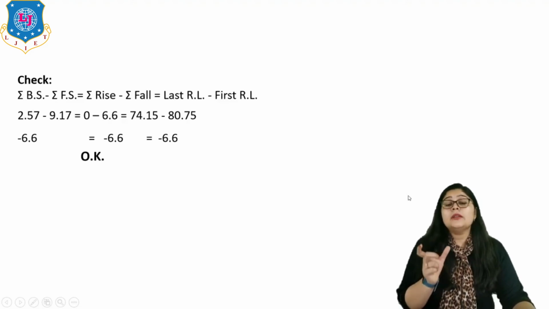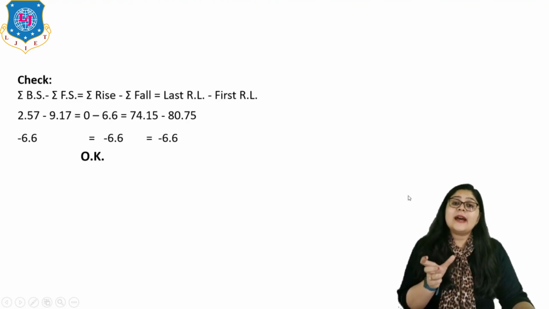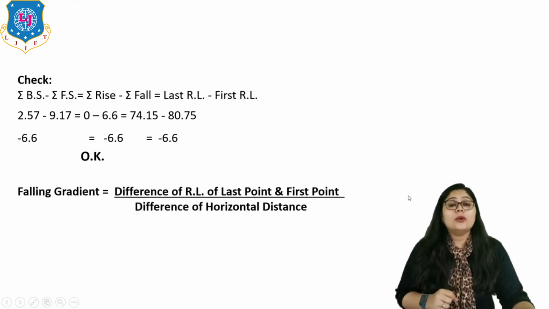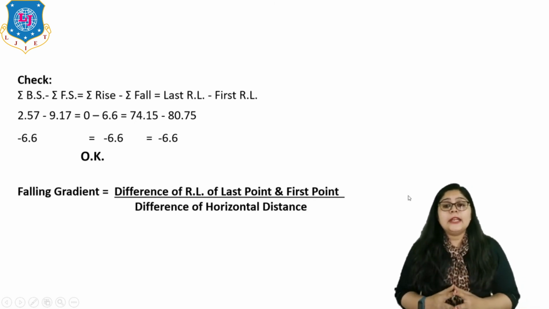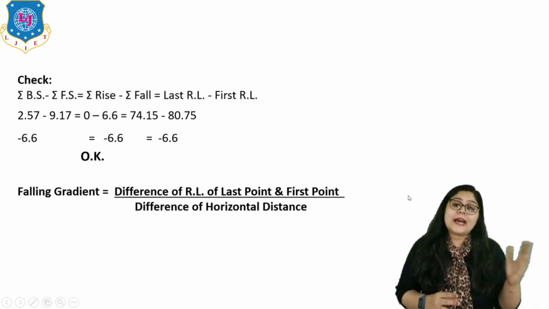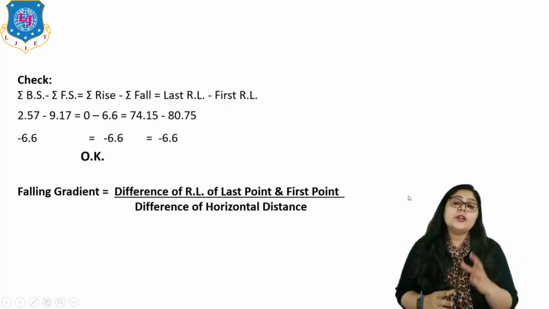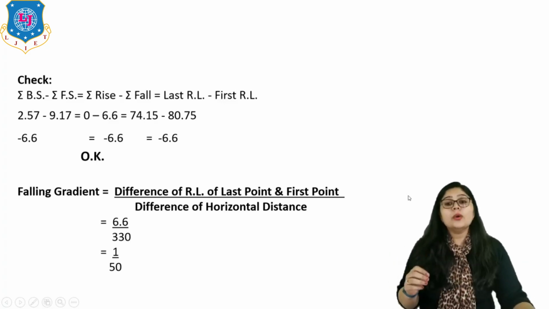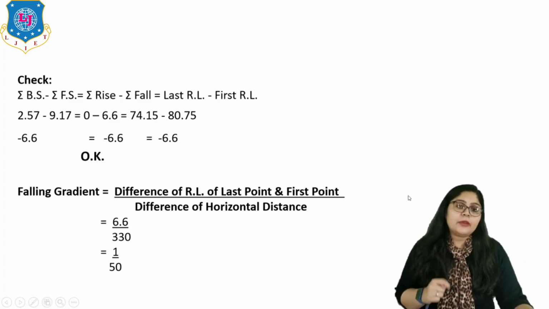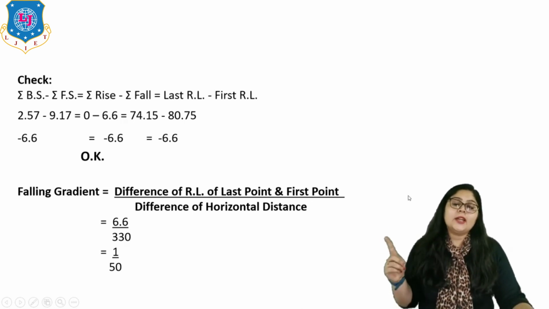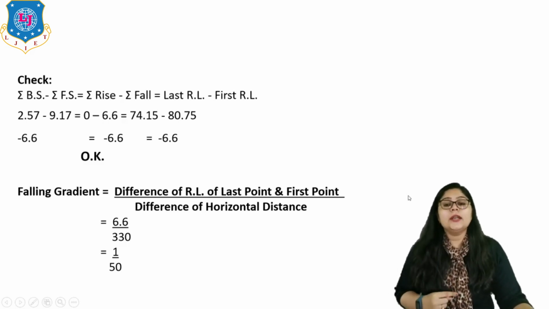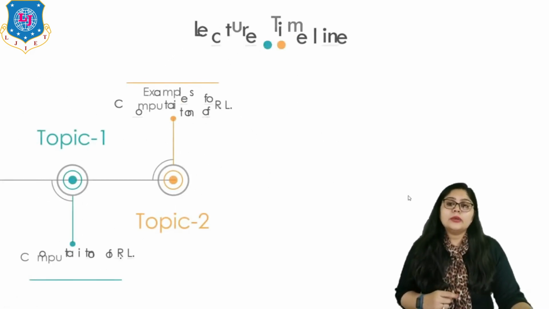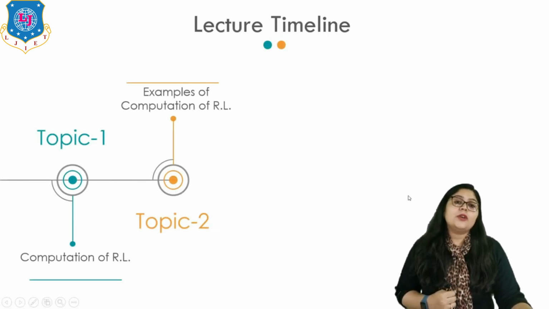But if you remember, there is one last line added which asks for gradient. So the falling gradient over here I can calculate by simply getting the difference of RL of the last point and the first point upon the difference of horizontal distance. So here I get the answer as 1 by 50, which says the slope of 1 in 50 is present at that field or the ground condition, right? So this is the way we can calculate the gradients. So this is all about the examples of computation of RL.